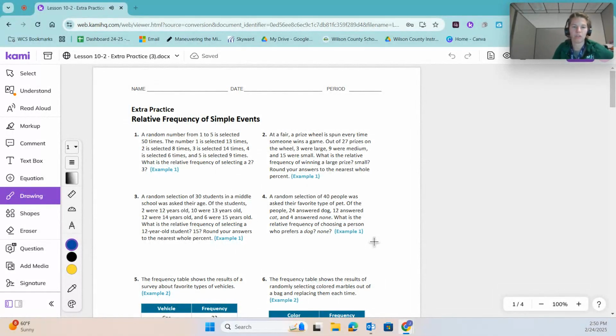Today we'll be talking about relative frequency. Relative frequency is written as a fraction or a decimal and describes how often something happens. So we take a look.